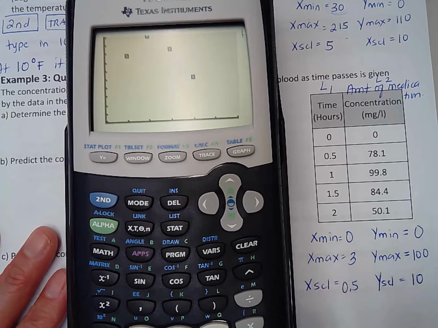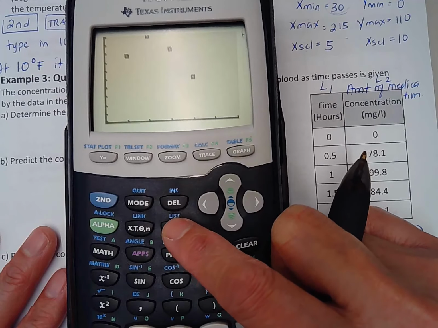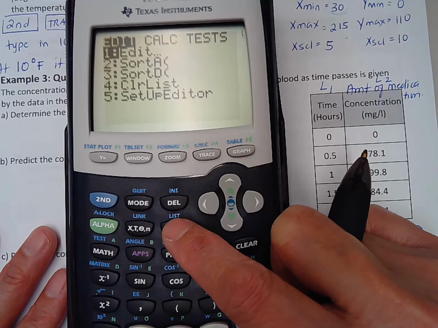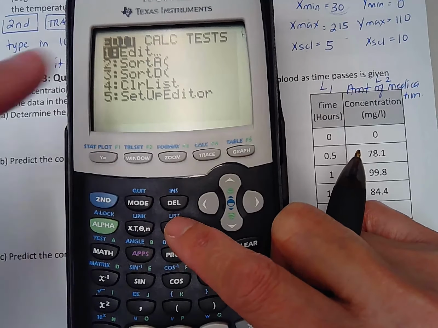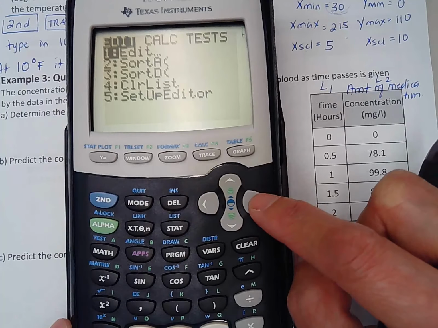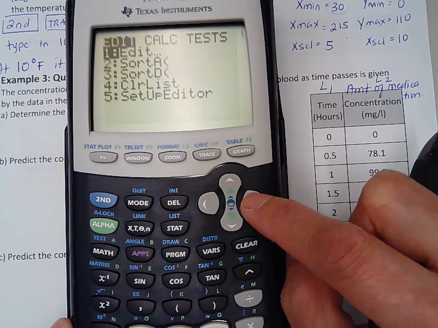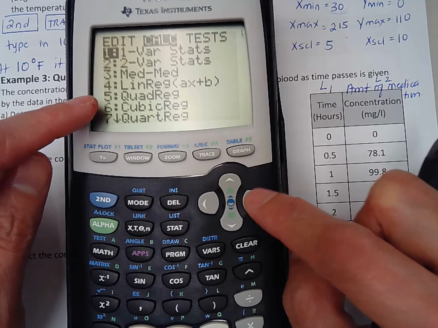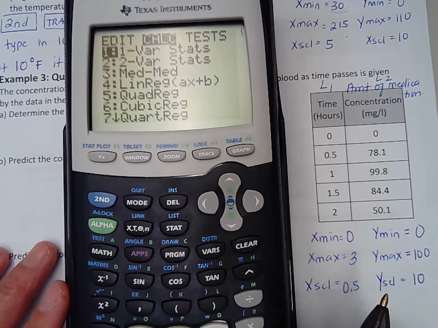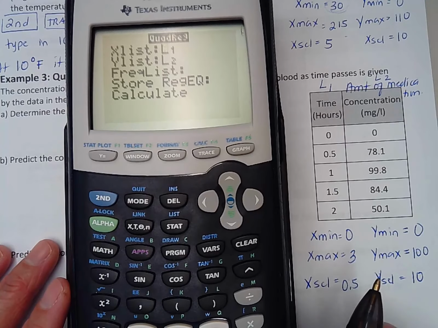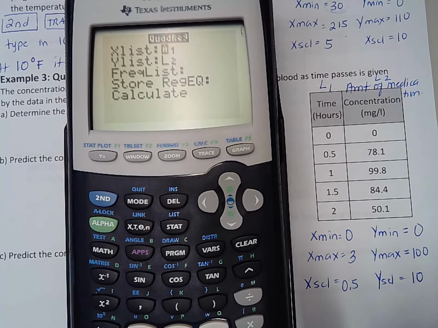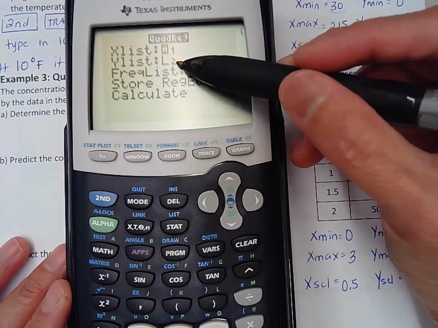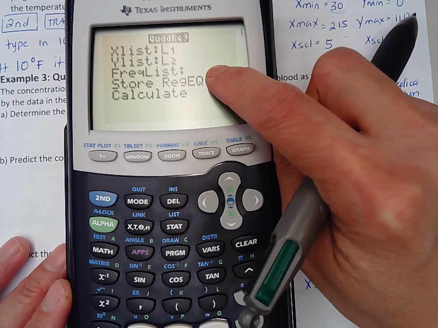Okay. So you press the stat button, and then you go to CALC on your screen. Press the right arrow key to go to CALC, and then we want quadratic regression. That's number 5, so press 5. Now it's going to take us to this screen. We have to use the down arrow key so that we can go to store regression equation.